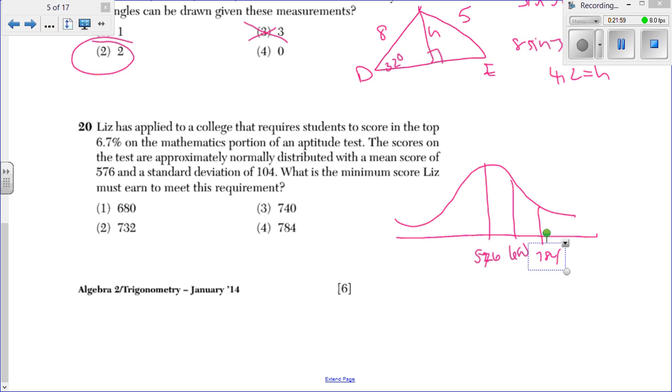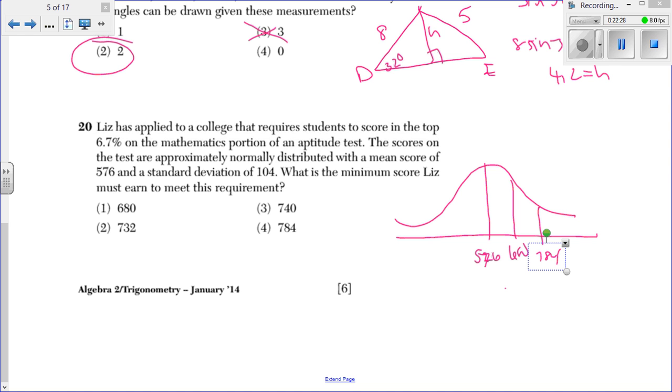Okay, and if you are going to add your standard deviations, you need to look at your chart and determine exactly how many standard deviations you need to get the 6.7% in the college.